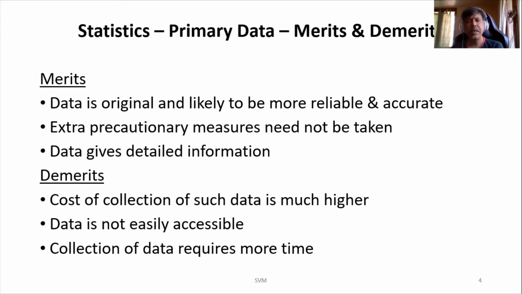But the thing is, demerits will come. It is not that easily accessible. You may plan to go and meet some people, and they may not be available. You might have fixed an appointment, but still, due to some other engagements, they are not there. You may have to wait because you have already decided that you will meet that person. And of course, the time will be very high and the cost will be very high. So that is a disadvantage. Let us now see what secondary data is.